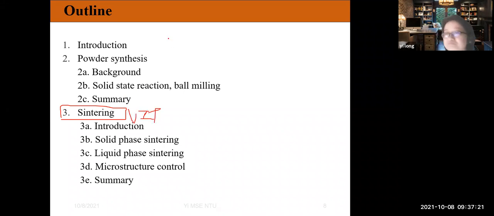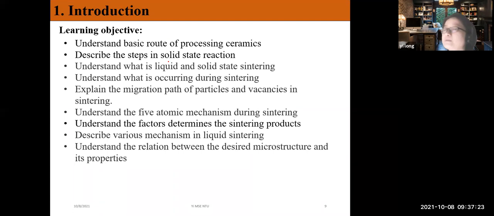So let's continue. The basic learning objective: let's understand the basic route of the process of ceramics. You can simply remember this as baking a cake. Later I'm going to share with you how we can bake a cake. Then we talk about the steps in solid state reactions, understand what liquid and solid state reactions are, solid state sintering, and what is occurring during sintering. So these 2 are the fundamentals.